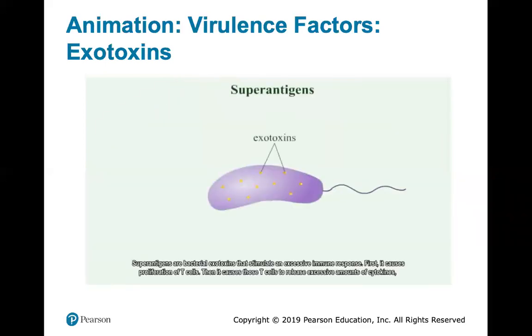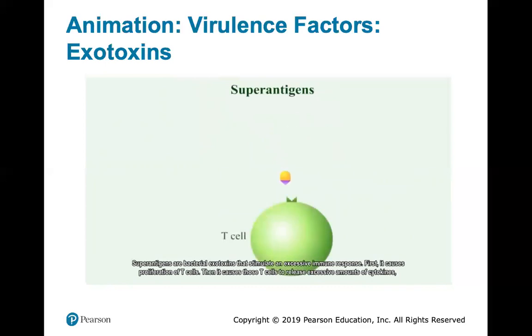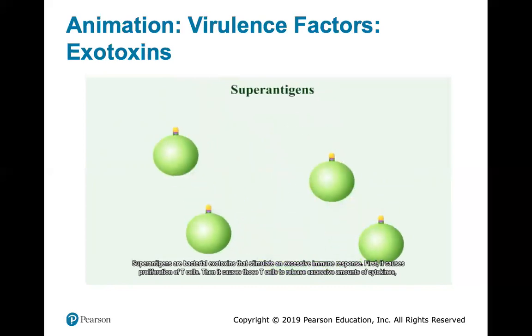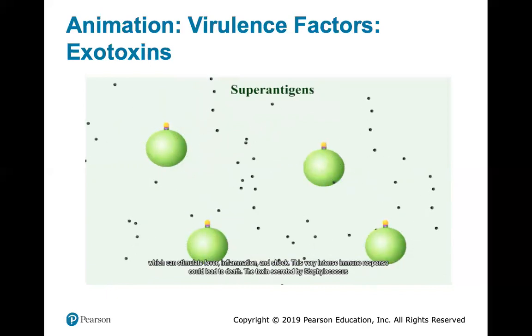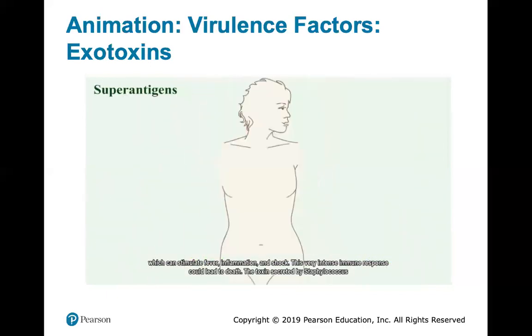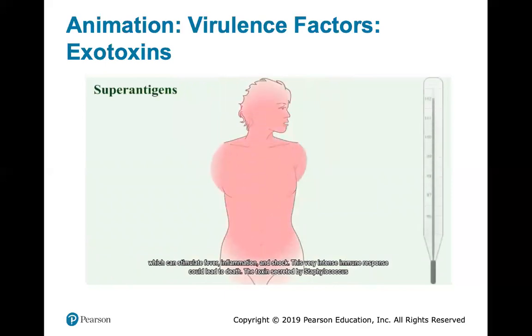Superantigens are bacterial exotoxins that stimulate an excessive immune response. First, it causes a proliferation of T cells. Then it causes the T cells to release excessive amounts of cytokines, which can stimulate fever, inflammation, and shock. This very intense response could lead to death. The toxins secreted by Staphylococcus aureus in food poisoning and toxic shock syndrome are an example of a superantigen.